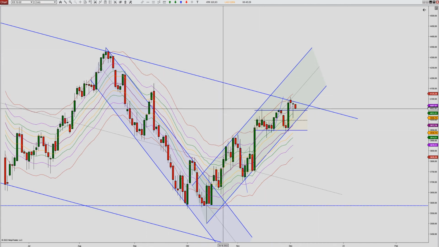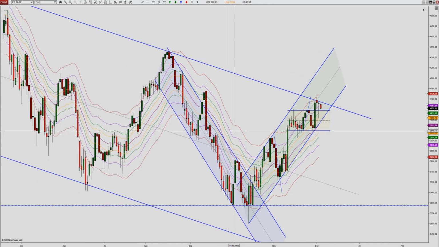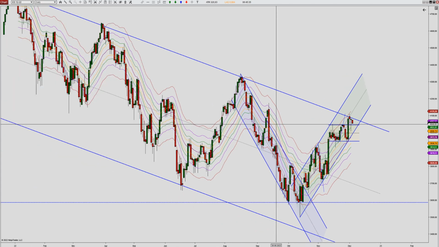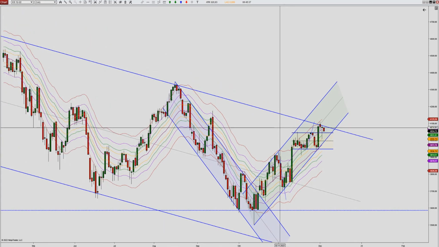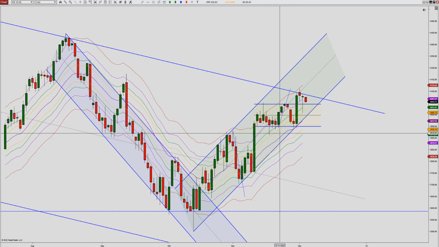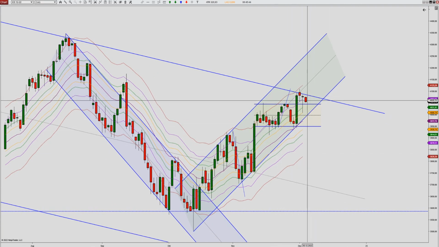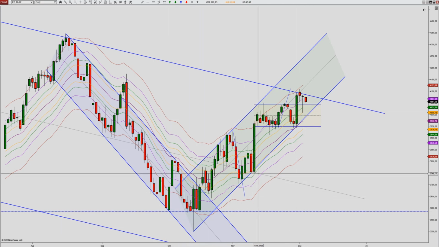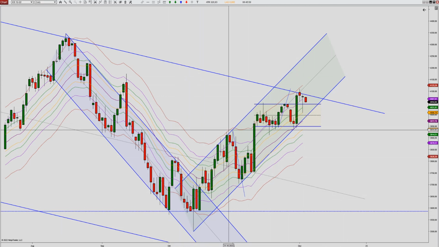Okay, so that's it for now. I hope you have some idea what could happen this week. You know the important price levels here. Watch out for this price channel, watch out for the range, watch out for the midline, and also take into consideration this uptrend here.